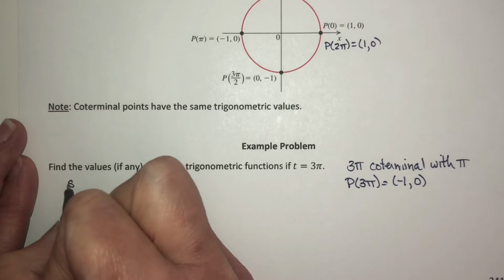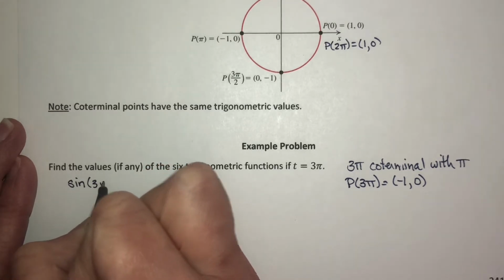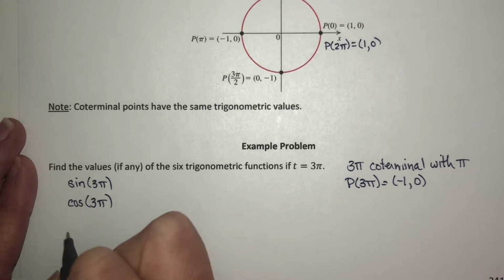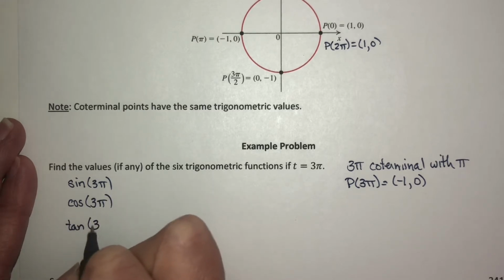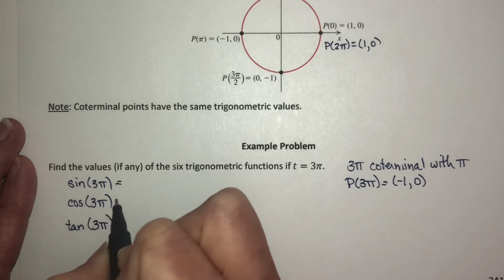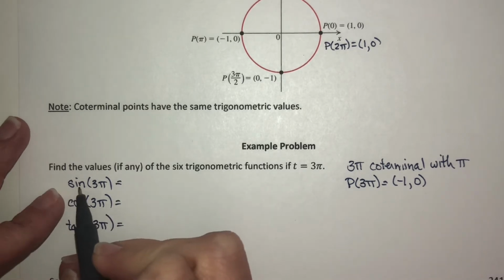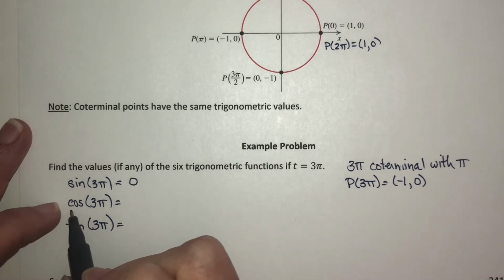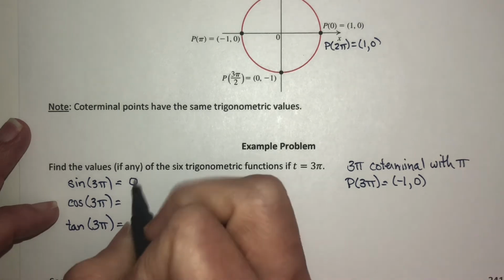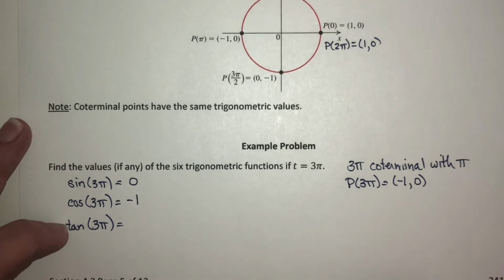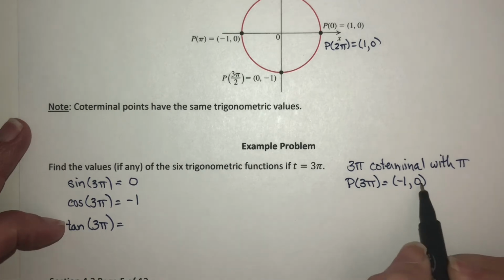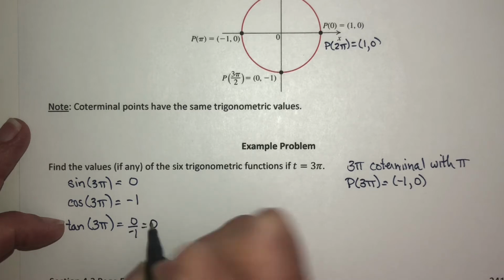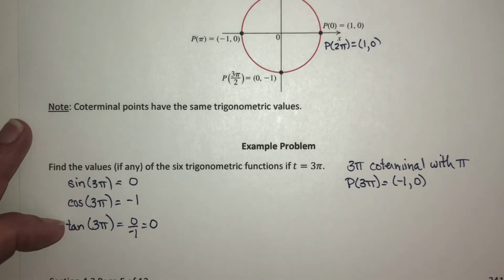Now we use this point and our definitions of our trig functions to get our answer. Sine of 3 pi, cosine of 3 pi, and tangent of 3 pi. Sine is our y value, so it is 0. Cosine is our x value, so it is -1. And tangent is y over x, sine over cosine. 0 over -1 is 0.